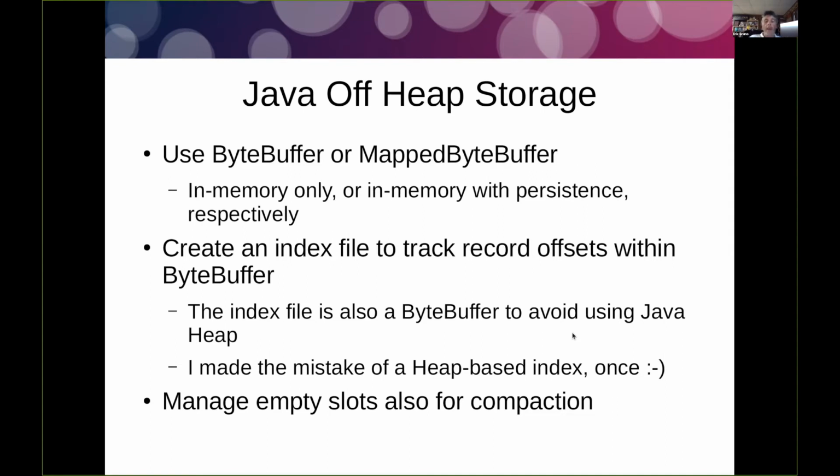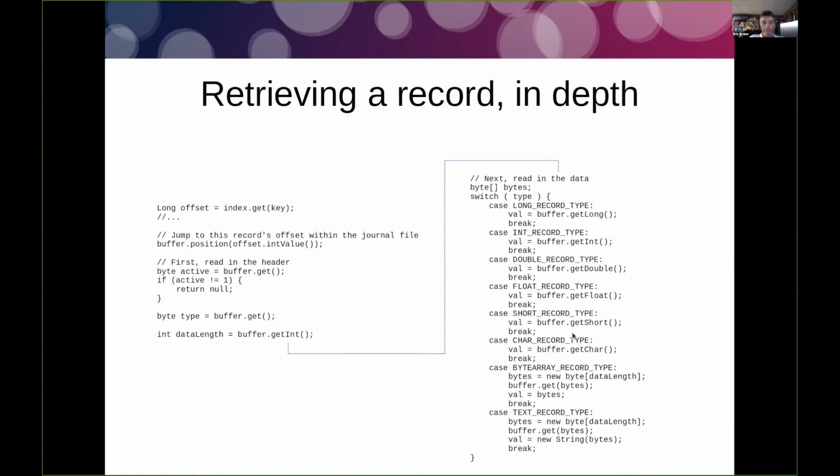You also have to manage the empty slots for compaction. I didn't do compaction, I did split objects. So what that means is that you have to know where the empty slots are. As you allocate memory inside your database, as you use parts of this byte buffer, and then you delete objects, delete records within it, that leaves holes that are available. You have to track those also. So it had to do that as well.